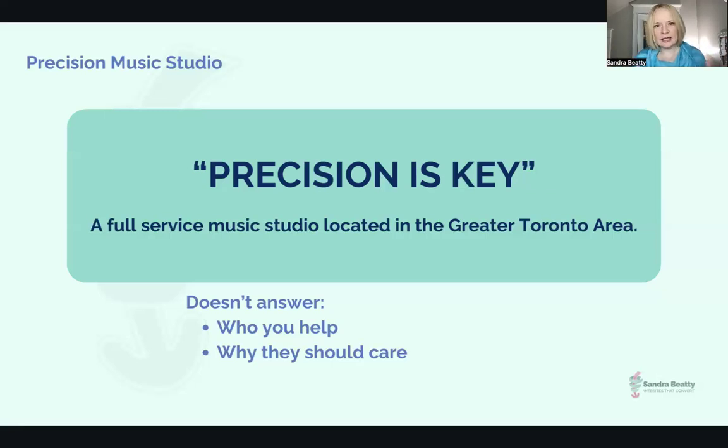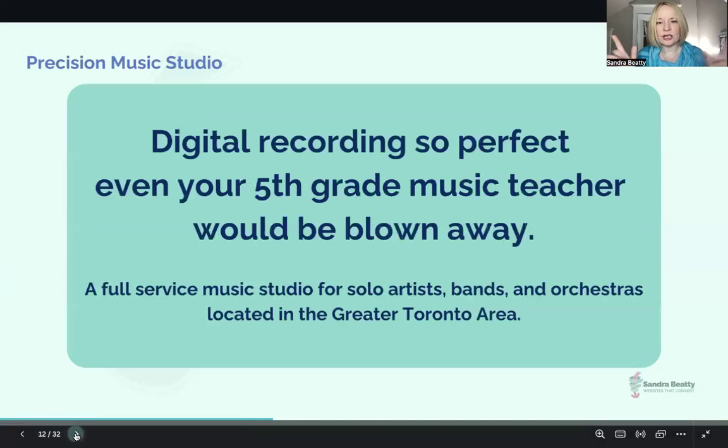I know in the GTA, the Greater Toronto Area, there's somewhere between 350 and 400 music studios alone. So they've got a huge amount of competition. So when you know you've got a lot of competition, you really need to stand out to set yourself apart and identify what it is that you're really good at, that you really offer. Okay, so let's see what we could change it to. So how about if we made the heading like this? Digital recording so perfect, even your 5th grade music teacher would be blown away. And then subheading, a full service music studio for solo artists, bands, and orchestras located in the Greater Toronto Area.